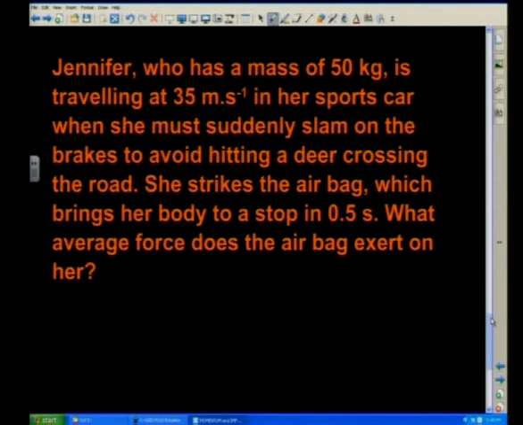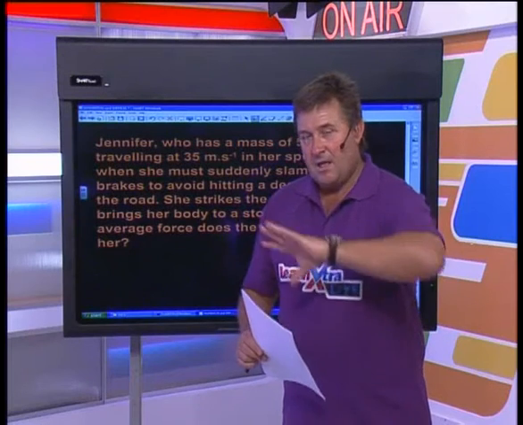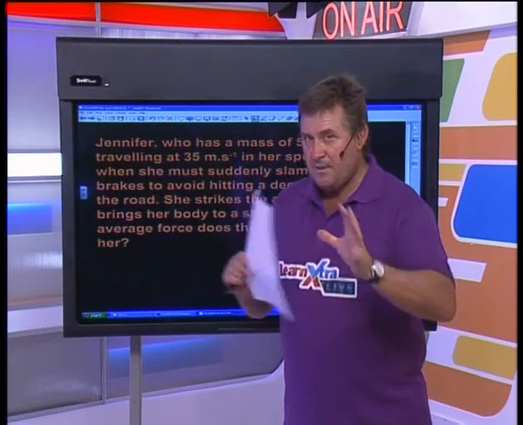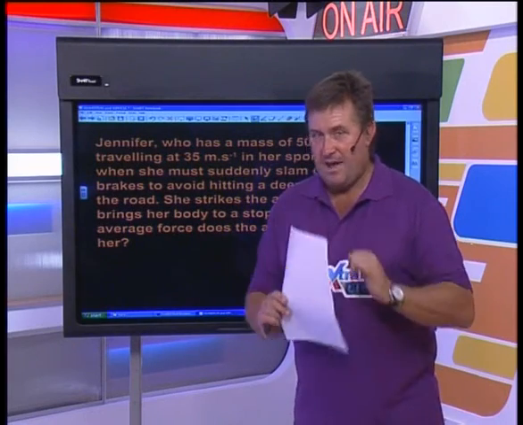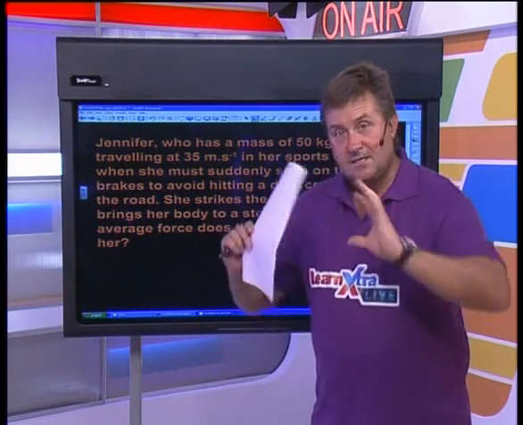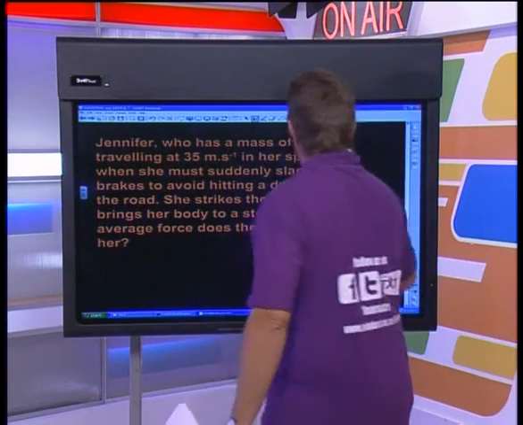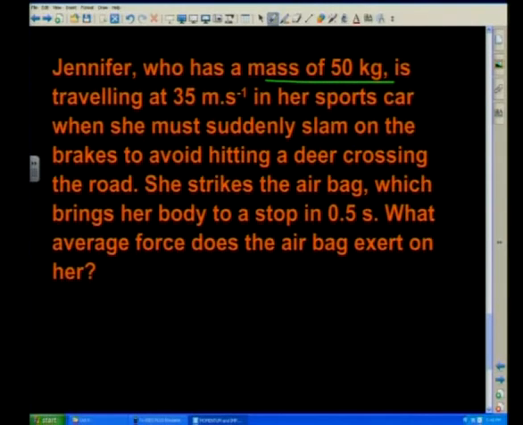She strikes the airbag, which brings her body to a stop in 0.5 seconds. So obviously the airbag's been deployed here. What average force does the airbag exert on her? Okay, now that question is a little bit more complicated. But if we have a look at it very carefully, let's see now the important parts of it. Well, we've got a mass, and we're traveling at an initial speed of 35 meters per second.